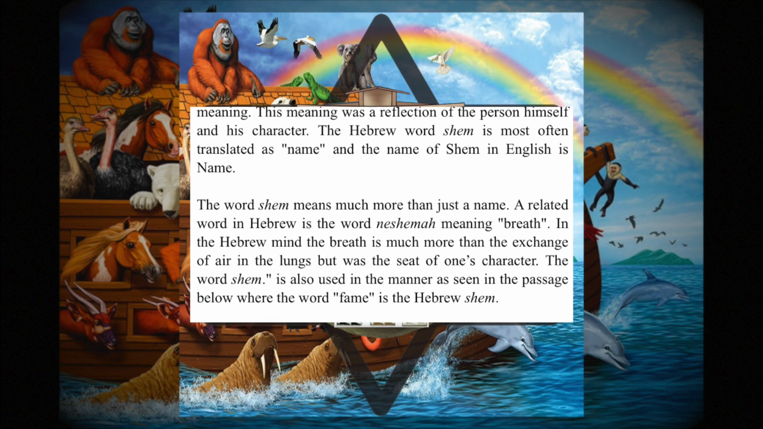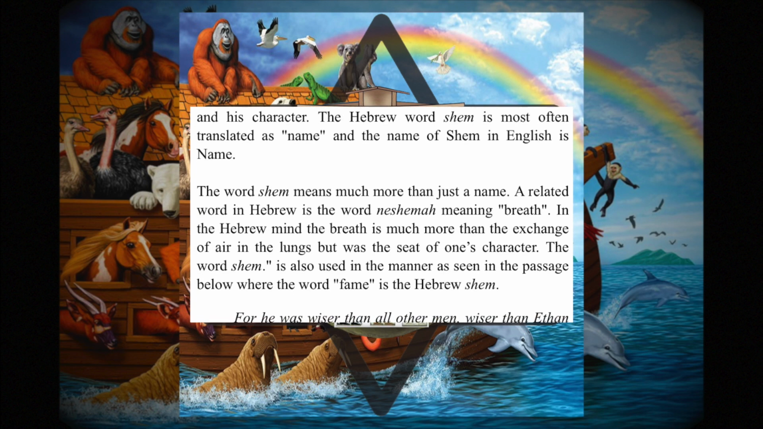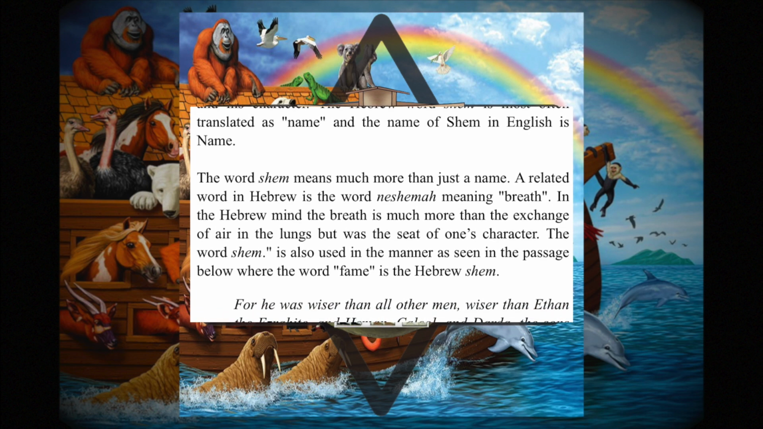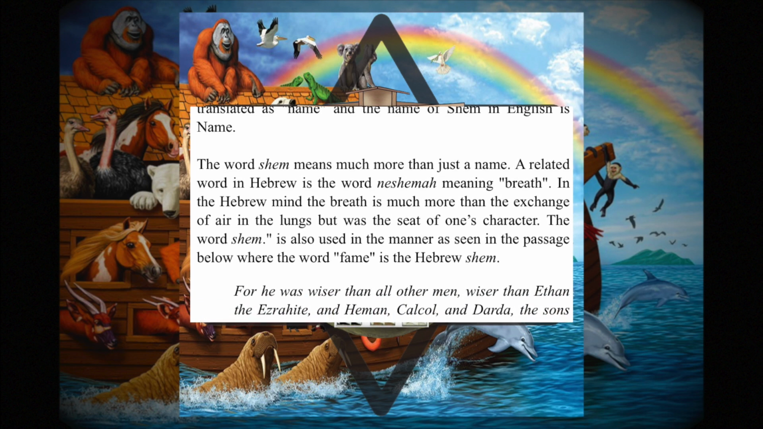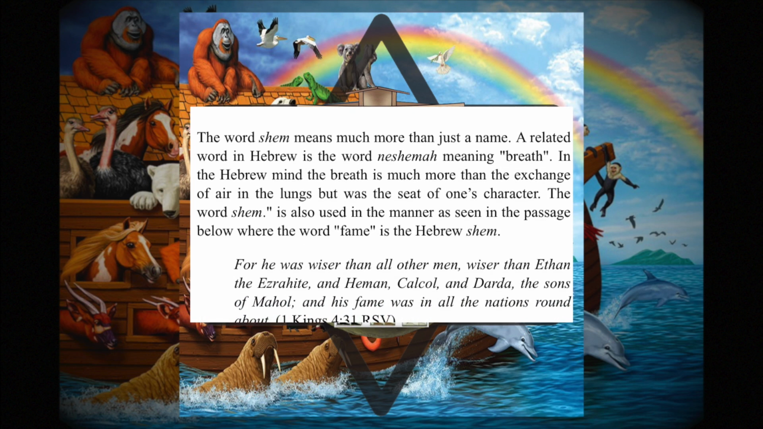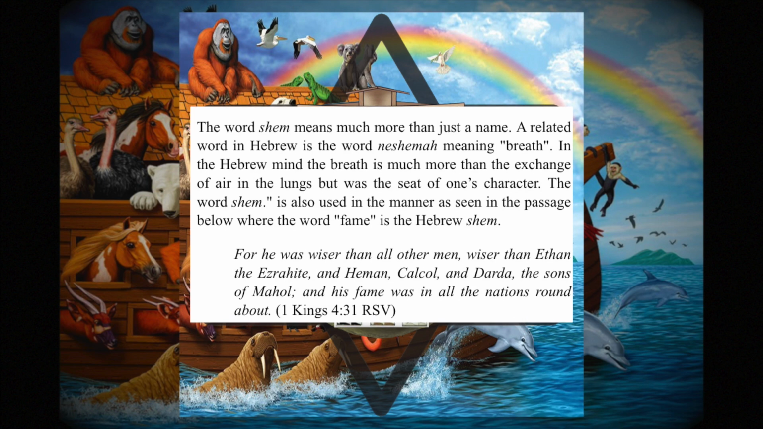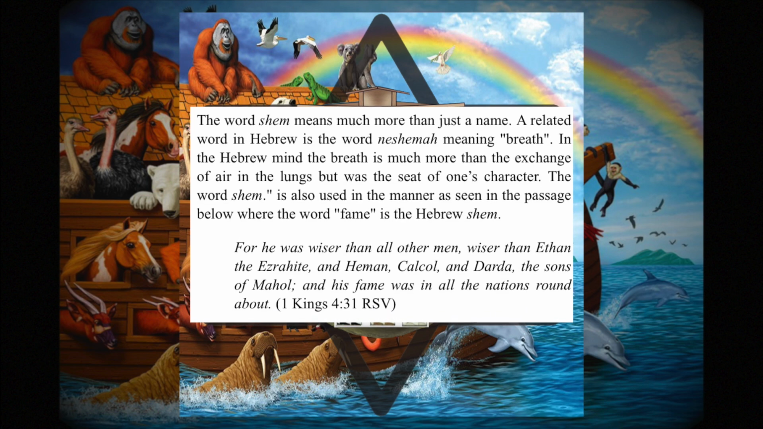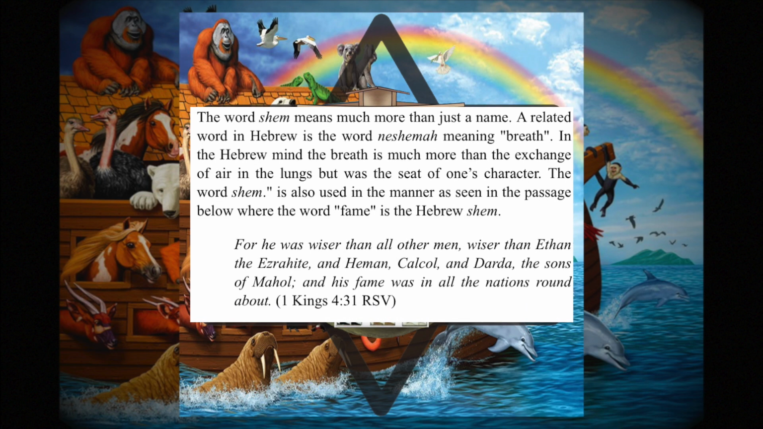A related word in Hebrew is the word neshama, meaning breath. In the Hebrew mind, the breath is much more than the exchange of air in the lungs, but was the seat of one's character. The word Shem is also used in the manner seen in the passage below, where the word fame is the Hebrew Shem. For he was wiser than all other men, wiser than Ethan the Ezrahite, and Heman, Calcol, and Darda, the sons of Mahol, and his fame was in all the nations round about. 1 Kings 4:31 RSV.